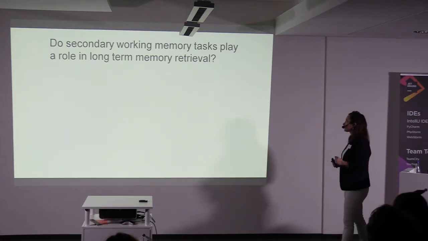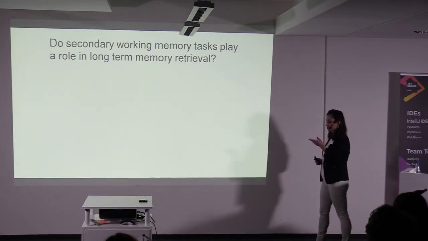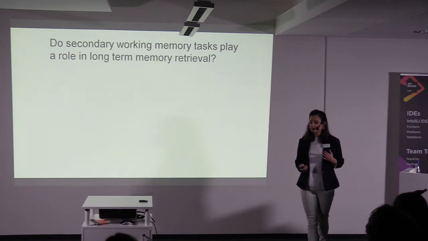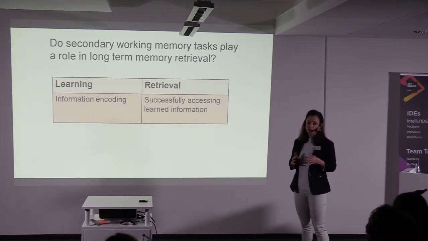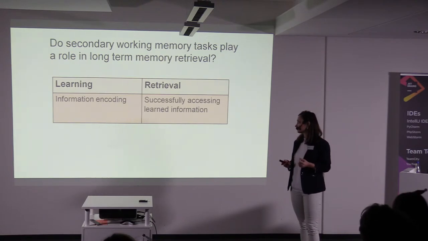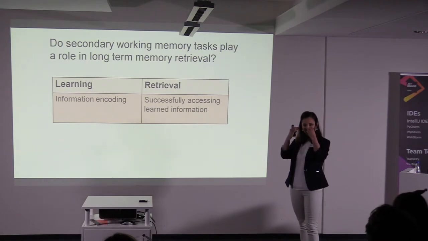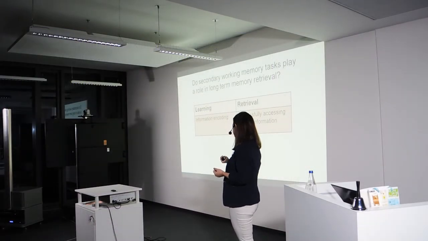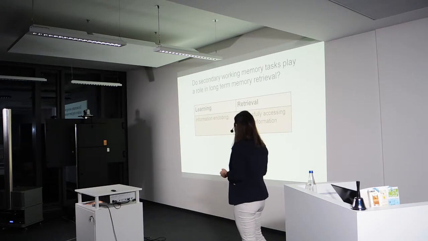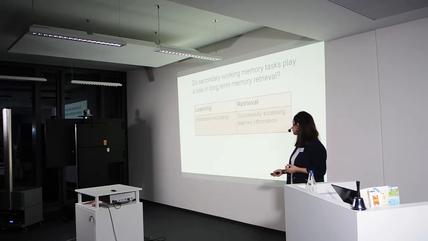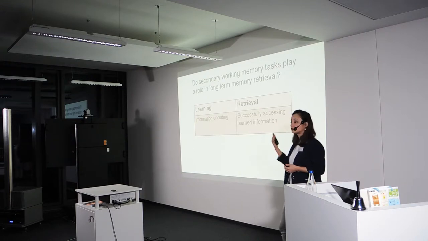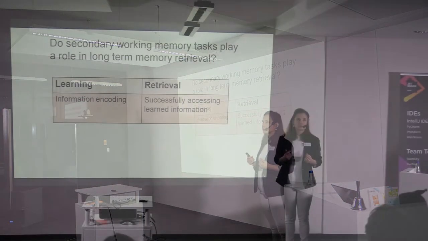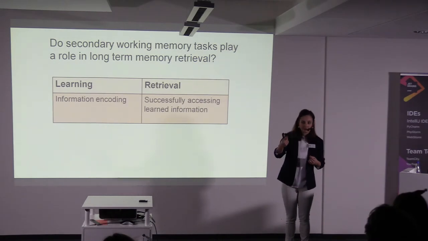So, do secondary working memory tasks play a role in long-term memory retrieval? What do I mean when I say retrieval? There are two phases when we learn or when we keep information. In the learning phase, we encode the information. It comes through our sensory system, and then we encode this information from our environment, and then this information goes to our long-term memory. And when we retrieve information, we successfully access our learned information. For example, I want to remember my phone number, and then I retrieve this memory.